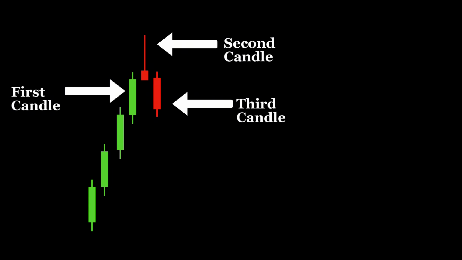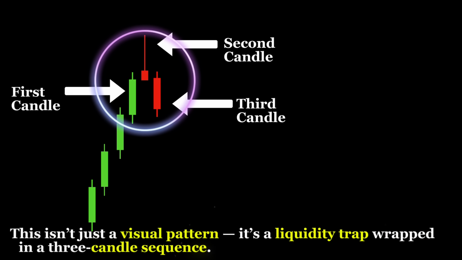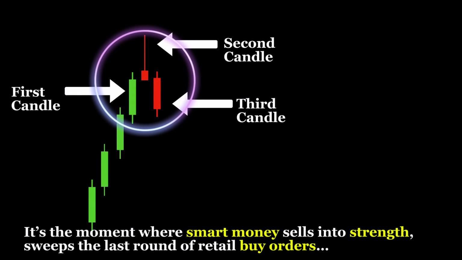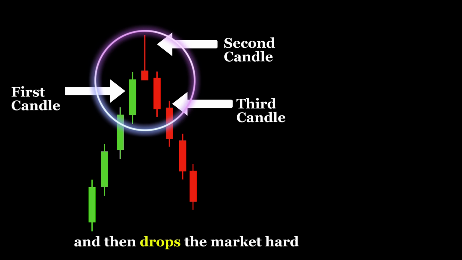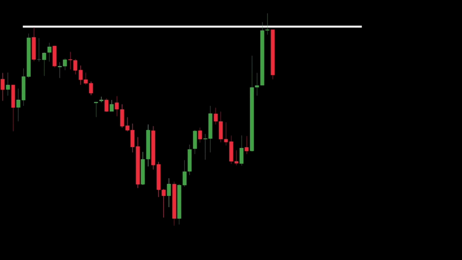It often engulfs the second candle and in many cases closes deep into the body of the first candle, confirming that buyers are trapped and the reversal has begun. This isn't just a visual pattern, it's a liquidity trap wrapped in a 3-candle sequence. It's the moment where smart money sells into strength, sweeps the last round of retail buy orders, and then drops the market hard. Once you understand the silent drop, you'll never look at the top of a trend the same way again. Look at this chart.